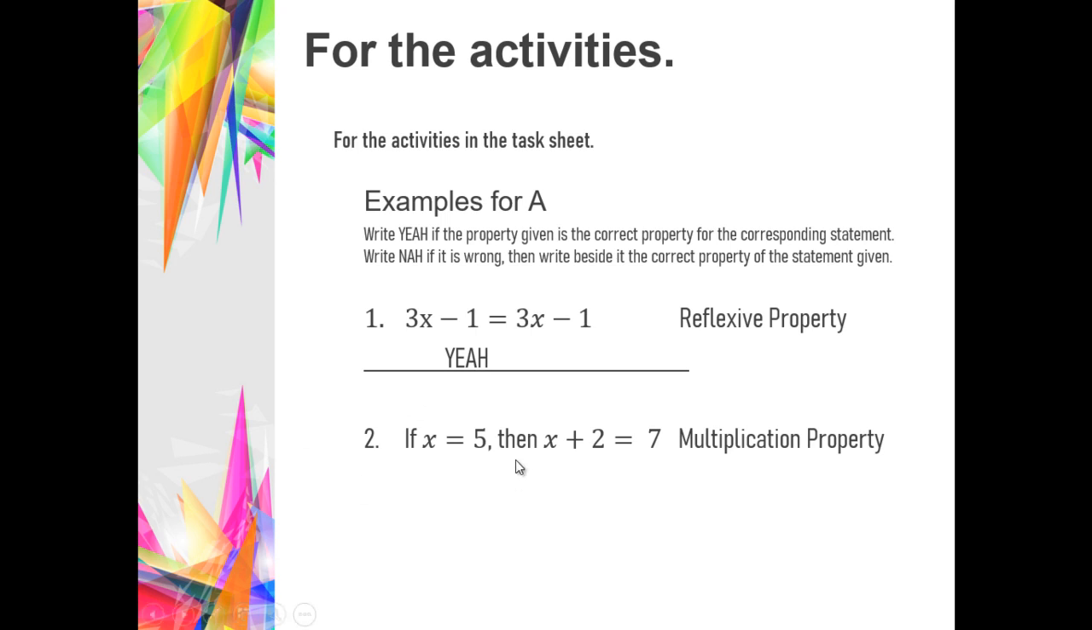Number 2: if x equals 5, then x plus 2 is equal to 7. Multiplication property. Why did it become 7? Why did x become x plus 2? Because when I added 2 here, I also added 2 here. That's why it became x plus 2 and also 7. So it's not multiplication property. The correct answer is addition property. If the answer is no and you also give the correct property, that's 2 points, okay? And for number 1, if the answer is yes, that's 1 point only. That's how you answer activity task sheet A.